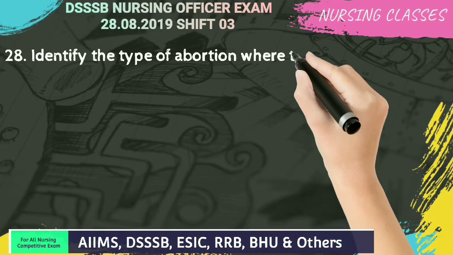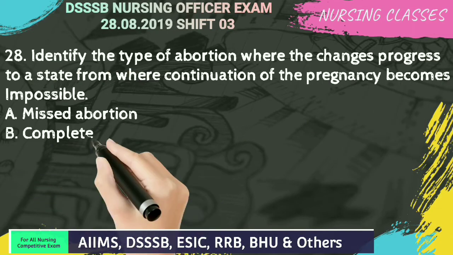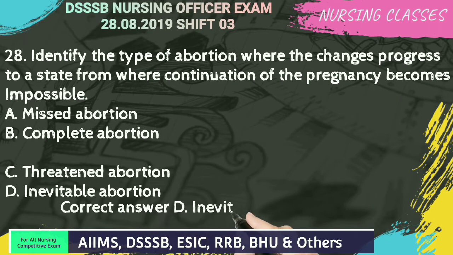28. Identify the type of abortion where the change has progressed to a state from where continuation of the pregnancy becomes impossible. A. Missed abortion. B. Complete abortion. C. Threatened abortion. D. Inevitable abortion. Correct answer D. Inevitable abortion.